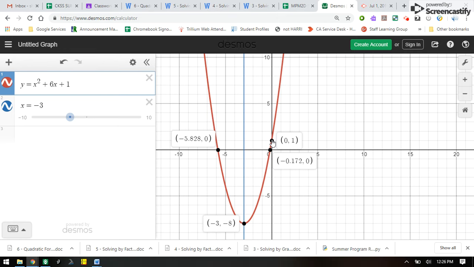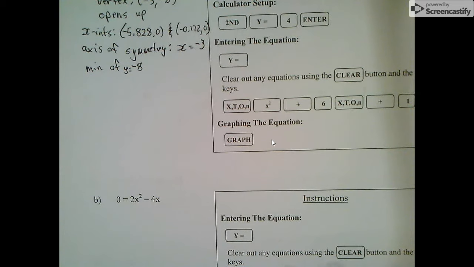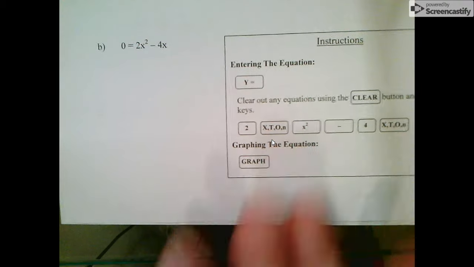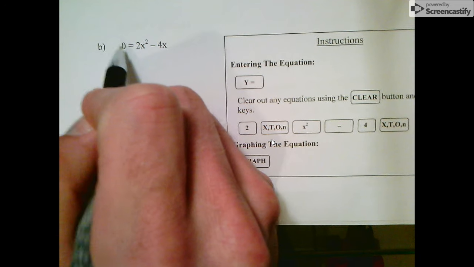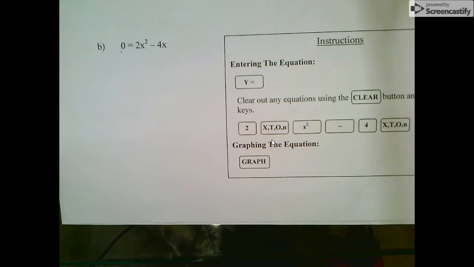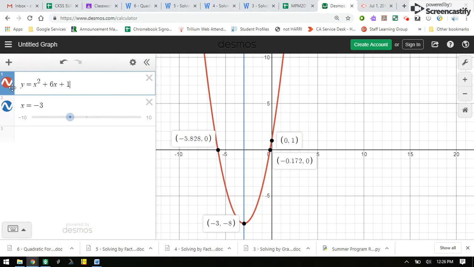Let's try one more, and that will be it for this video. So here's the second equation. Again, we don't need to do any of the instructions here. We're just going to Desmos. So again, we're just going to enter in, instead of 0 equals, we're just going to enter y equals 2x squared minus 4x. So I'm just going to use the same screen.